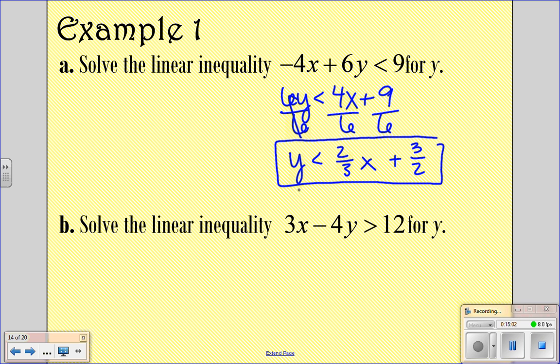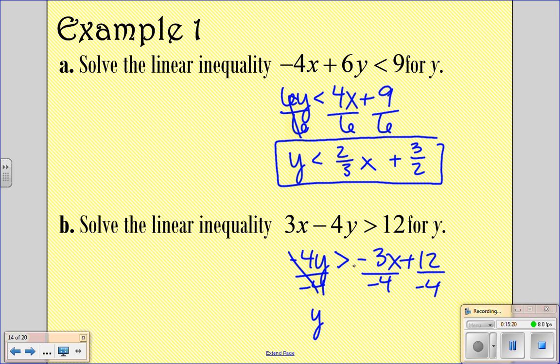For the next one, we're going to start by subtracting the 3x. So we'll have negative 4y is greater than negative 3x plus 12. Then you're going to divide by negative 4. And when we divide by a negative number, this sign has to switch directions. So now it's going to be less than 3 over 4 x minus 3. So you have to remember that when you divide by a negative, you switch the sign. Not when you divide by any number, just a negative number. Not when you subtract the number, only when you divide by a negative.